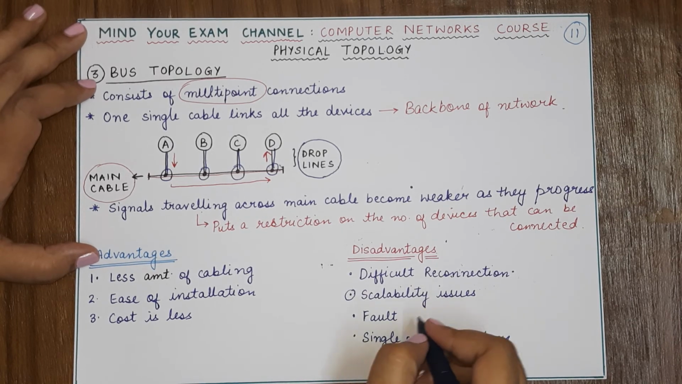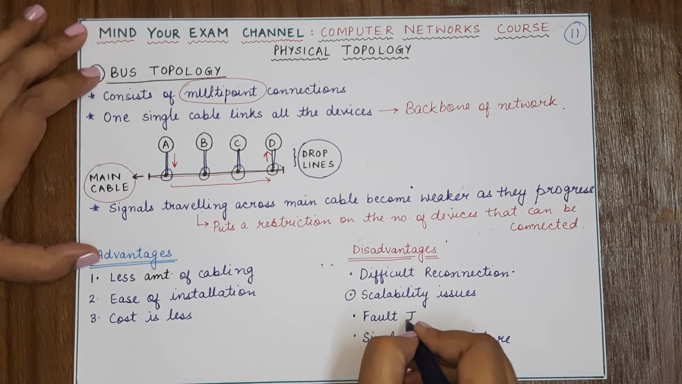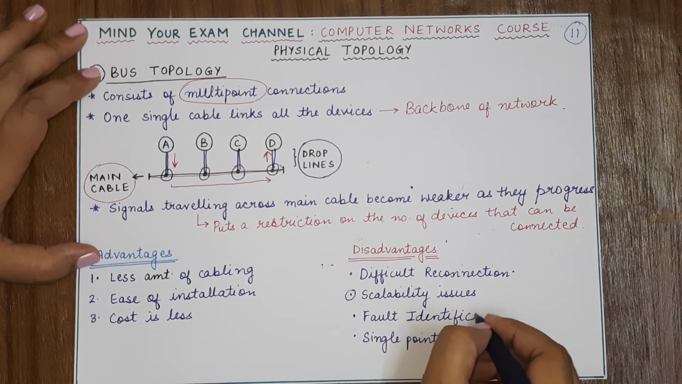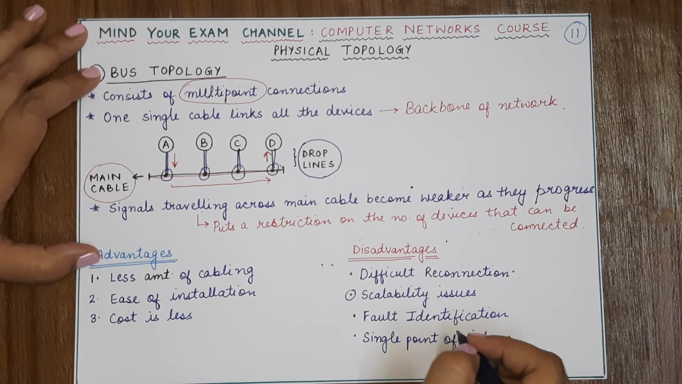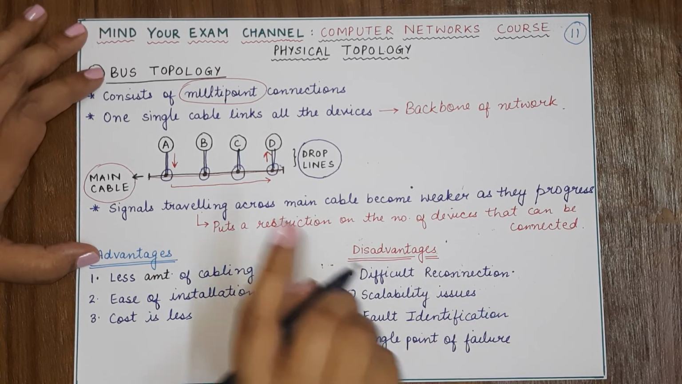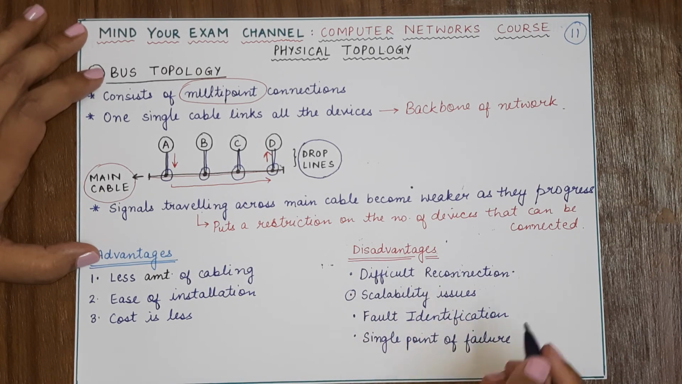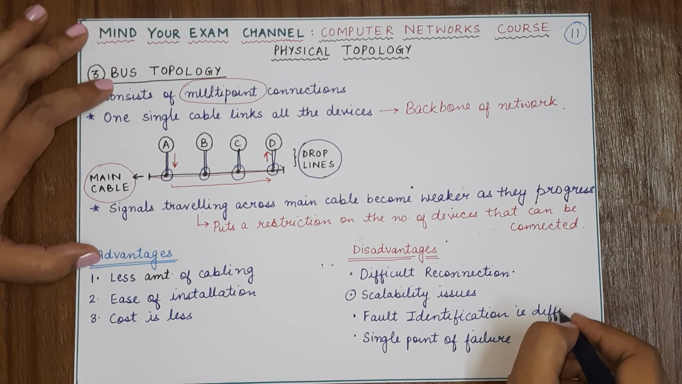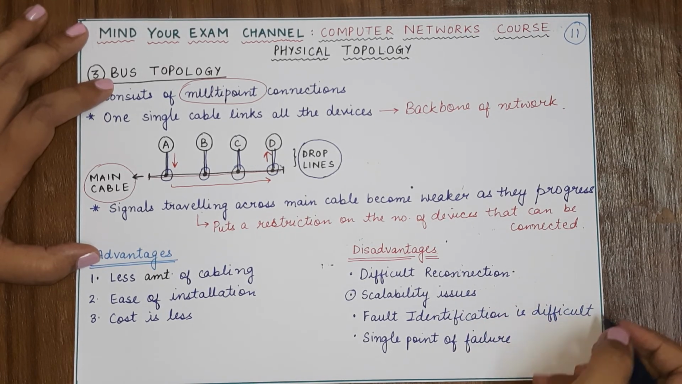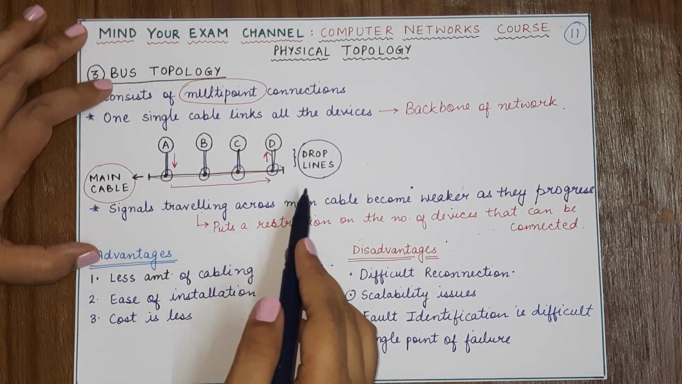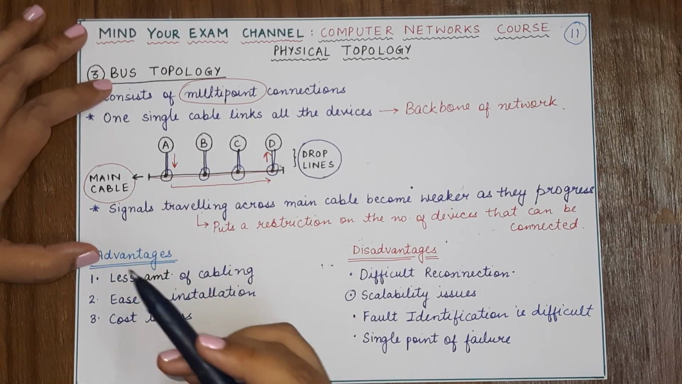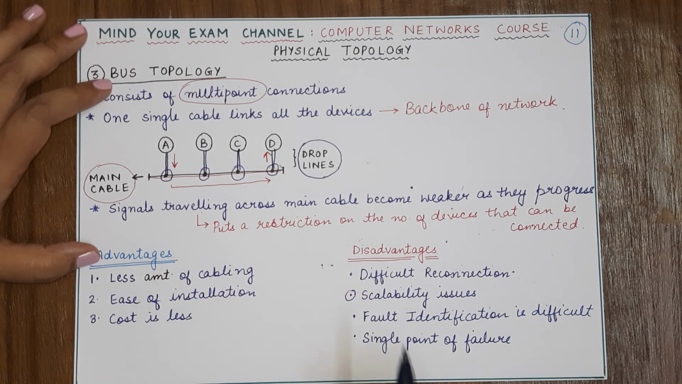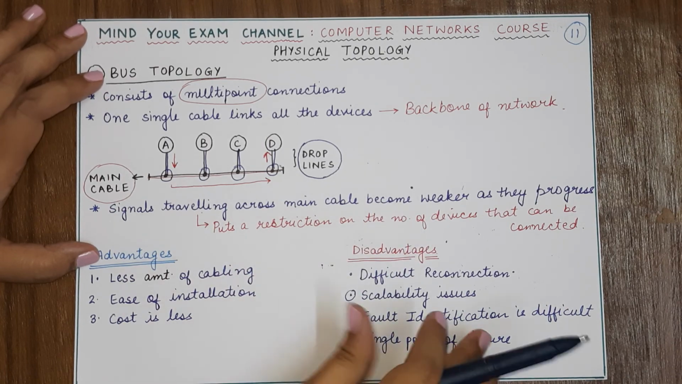Also, fault identification becomes difficult because there is a single running cable, and if any kind of problem occurs in communication, it is very difficult to find out where exactly in the cable or which link is actually giving the problem. Now the last is, again, there is a single point of failure where the entire network can be brought down, and that is the main cable. If the main cable has some physical issues, it gets worn off, it is affected by environmental factors, then this entire topology will stop working.